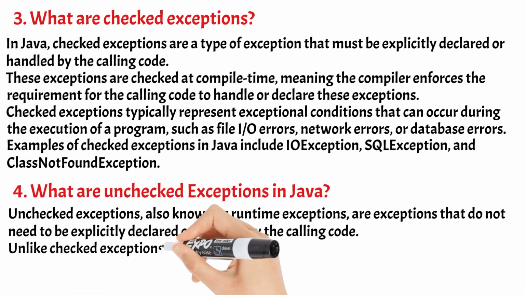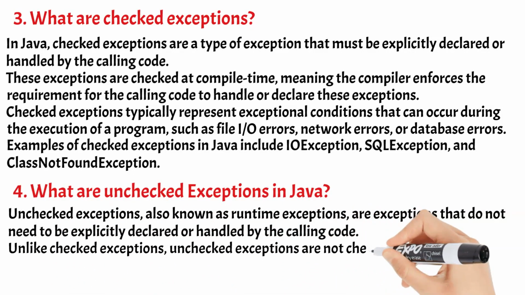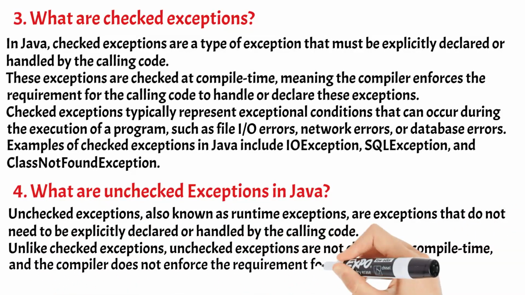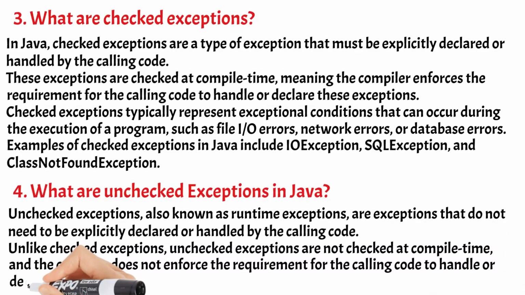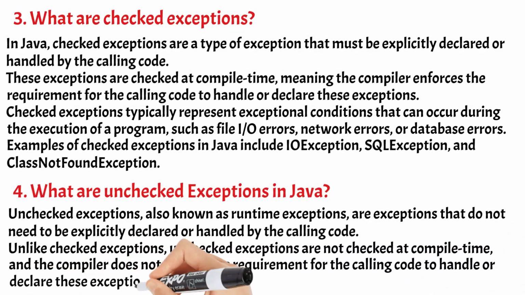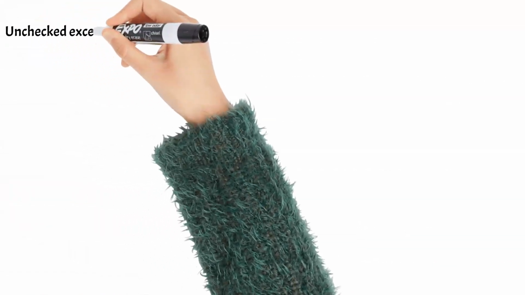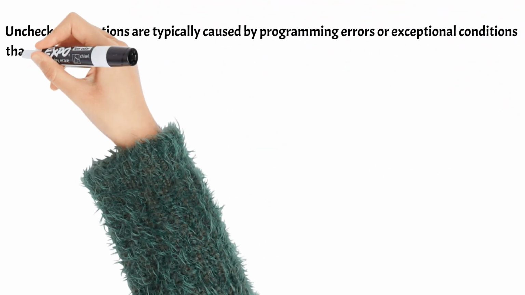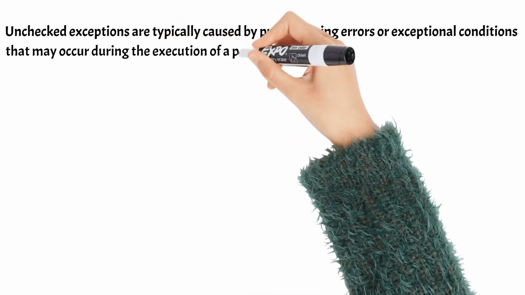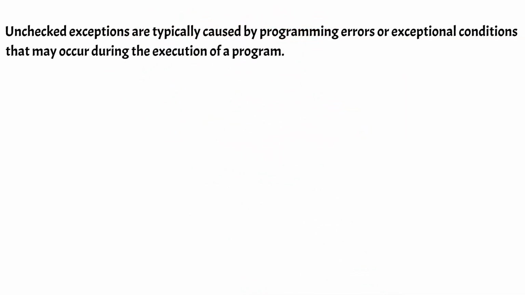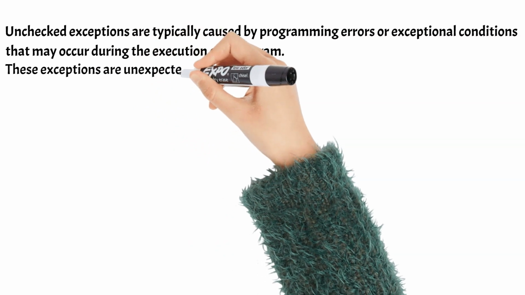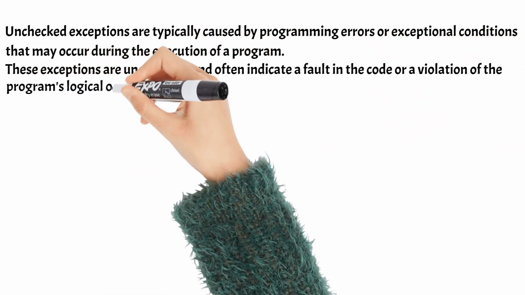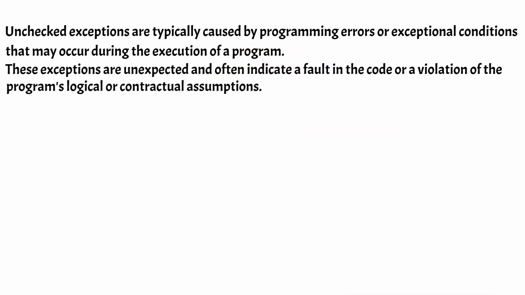Unlike checked exceptions, unchecked exceptions are not checked at compile time, and the compiler does not enforce the requirement for the calling code to handle or declare these exceptions. Unchecked exceptions are typically caused by programming errors or exceptional conditions that may occur during the execution of a program. These exceptions are unexpected and often indicate a fault in the code or a violation of the program's logical or contractual assumptions.